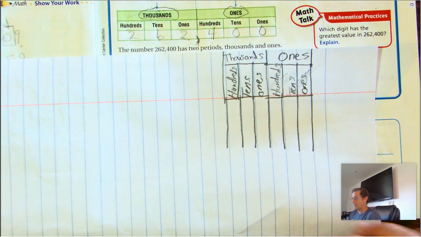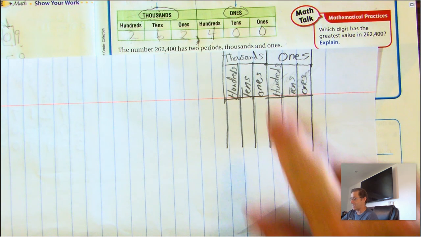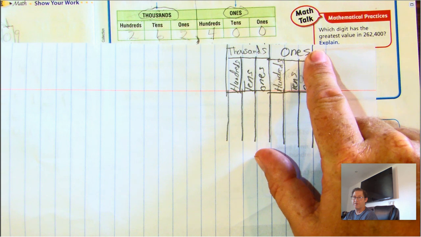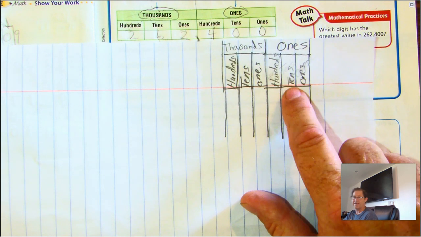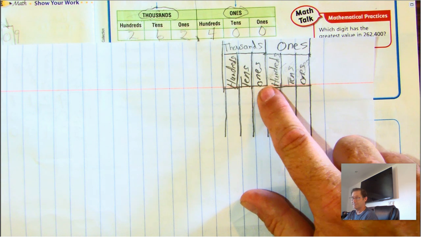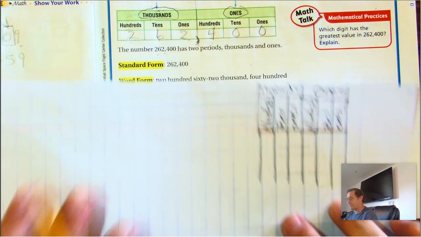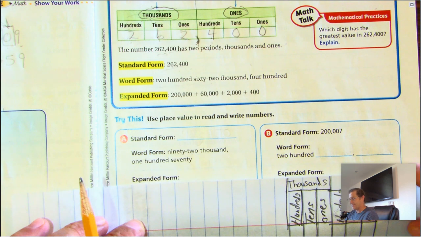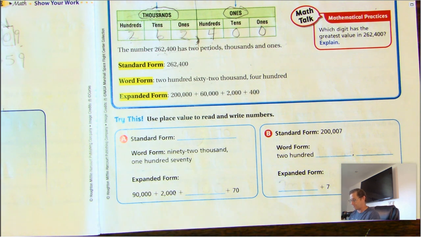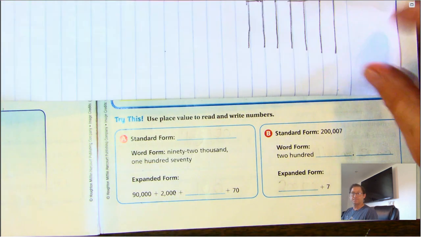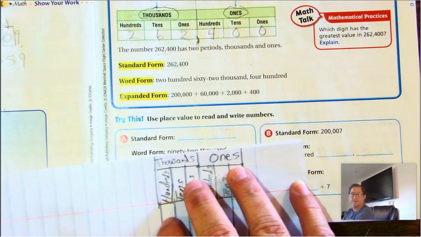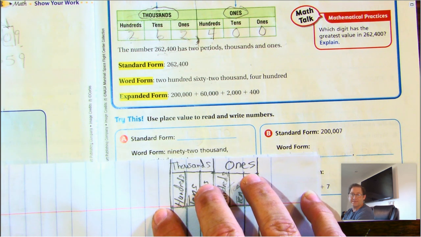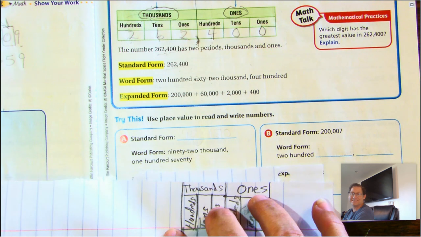All right. So again, look at that. We have the thousands period and the ones period. And each period always has ones, tens, hundreds. Ones, tens, hundreds. All right. So in our first problem under the try this, it says in word form, 92,170.